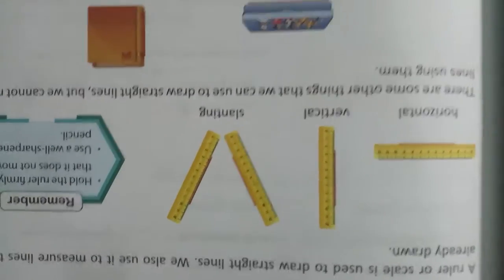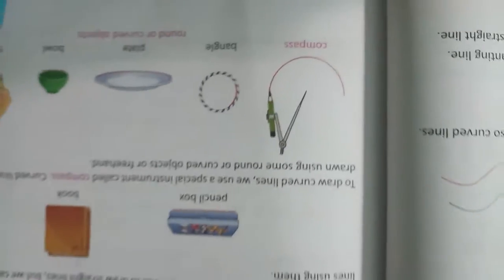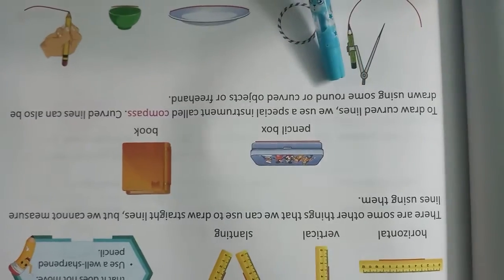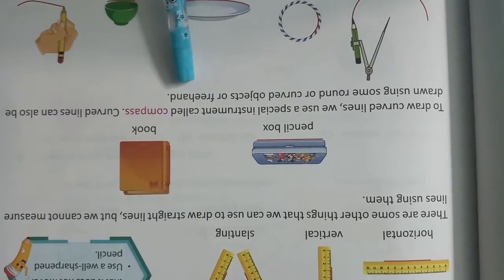Now see curved lines. Compass, bangle, plate, bowl, and so on. Round or curved objects. That is curved. One thing, children. To draw a curved line, we use a special instrument called a compass. Curved lines can also be drawn using some round or curved objects, or freehand.